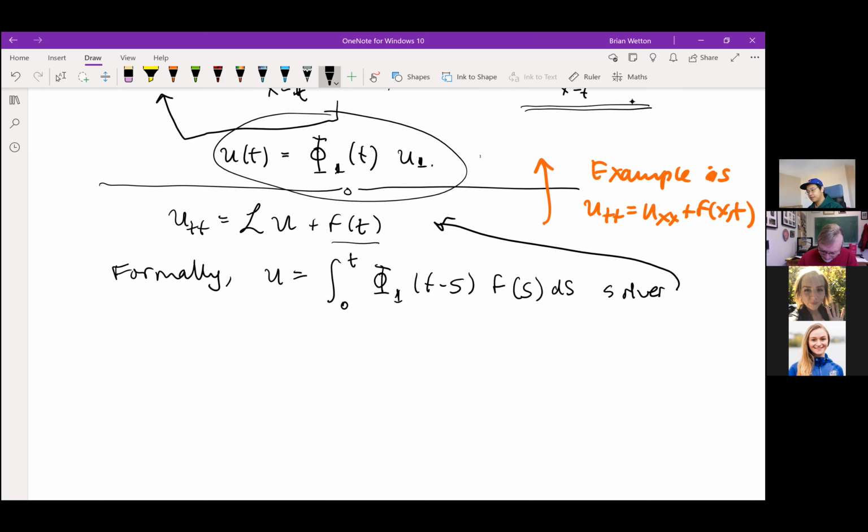Okay, so let's look at the properties of this thing. Well, I know that this is the one that solves the problem with no initial conditions, and derivative conditions equal to whatever this thing multiplies by. So I'll say this is the identity operator.